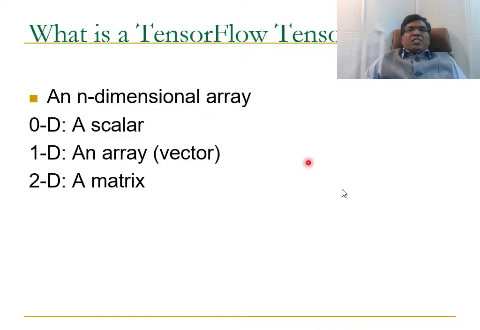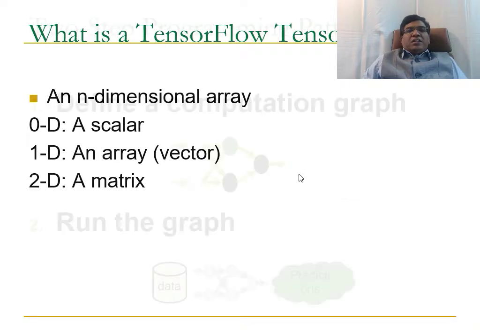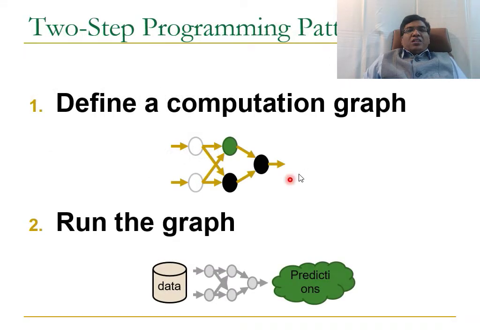What is a TensorFlow tensor? TensorFlow can represent a scalar, a 1D array, or a 2D matrix. What is the two-step programming pattern? TensorFlow follows a two-step programming pattern. The first step is to define a computation graph. The second step is to run the graph.